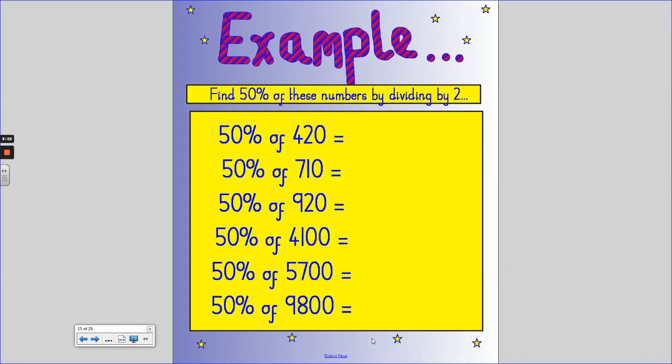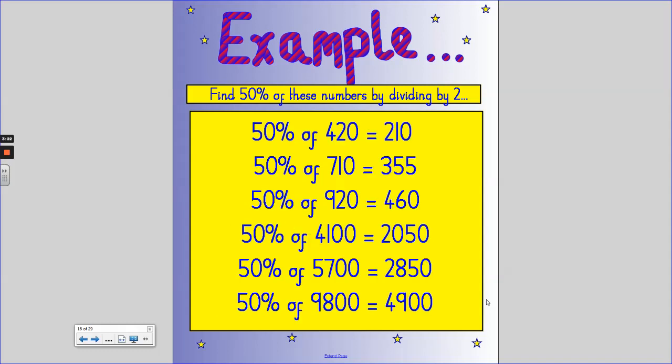Right then, there are a few more which get more challenging on this slide for you to have a go at. So pause the video now and have a go at finding 50% of these numbers. Just to remind you, to find 50%, you need to divide them all by 2. So here are the answers then. Give your answers a tick if you have got them correct.